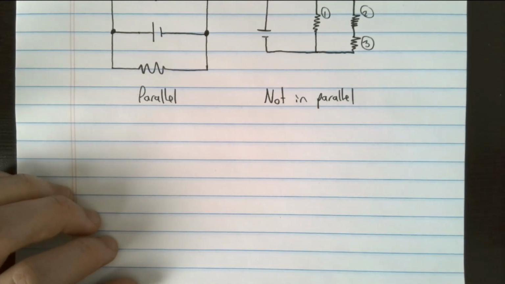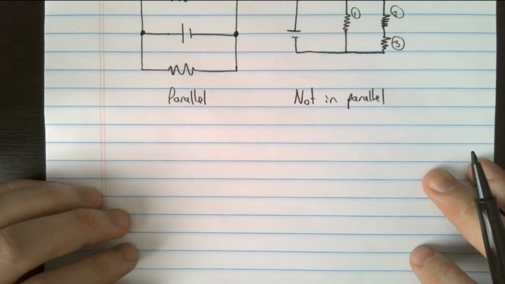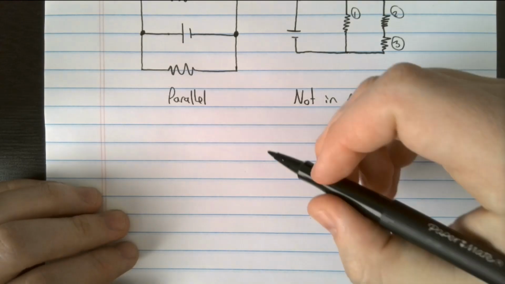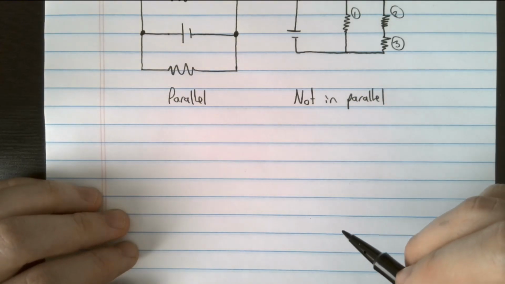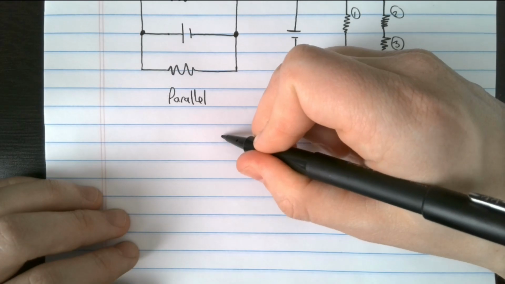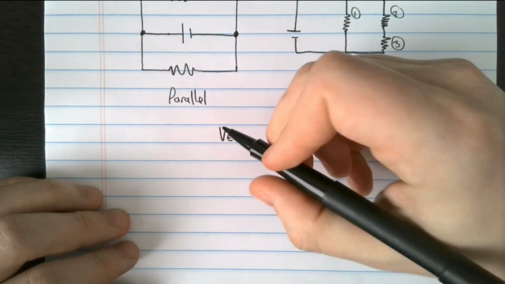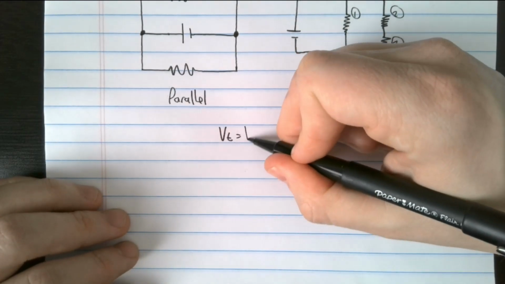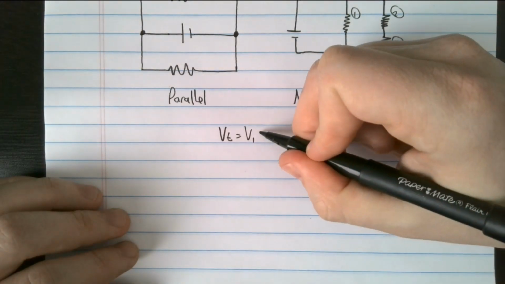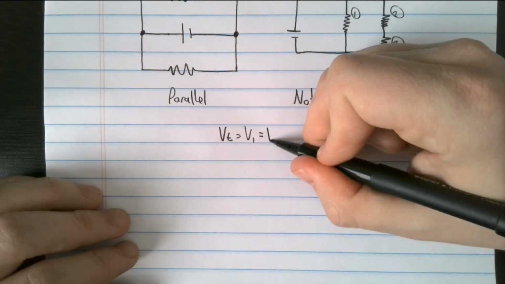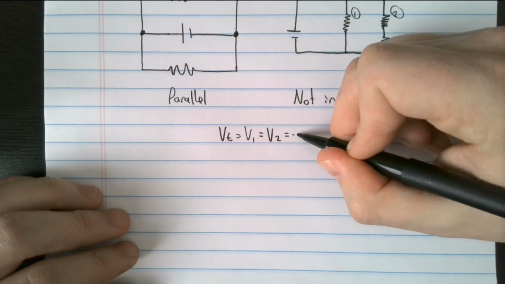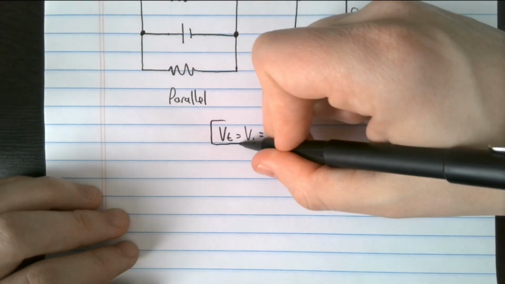By definition, if it's a parallel circuit, it's going to have the same voltage. All the resistors will have the same voltage. So the total voltage, or the battery voltage, is equivalent to the voltage of number 1, which is equivalent to the voltage of number 2, which is equivalent to all the other voltages in the circuit.